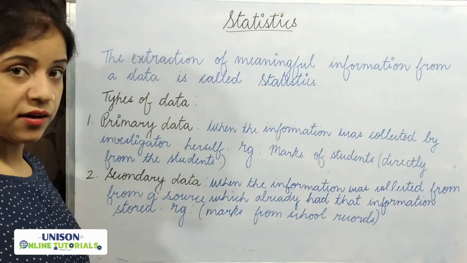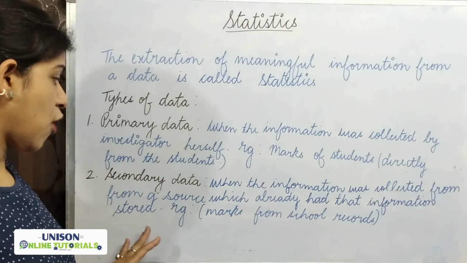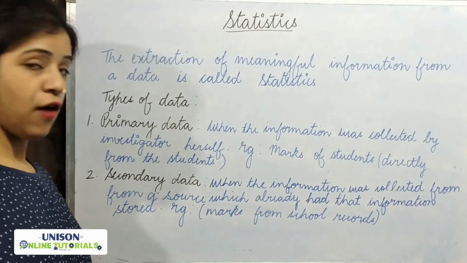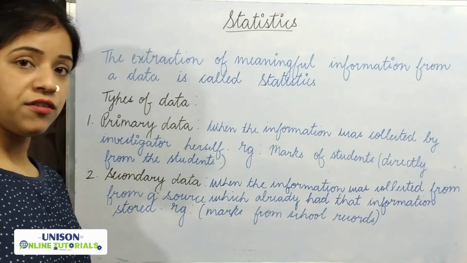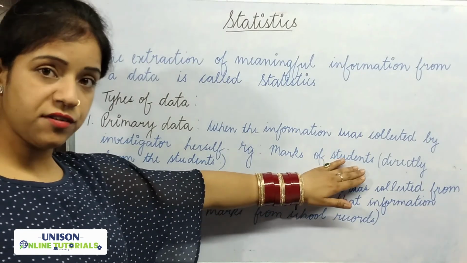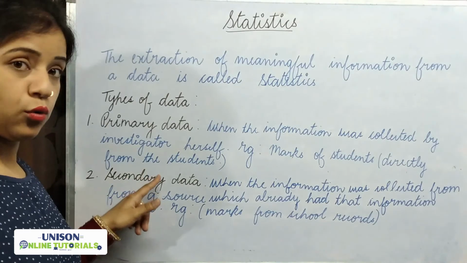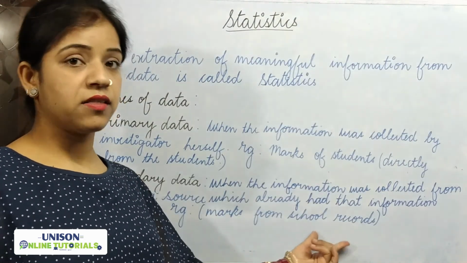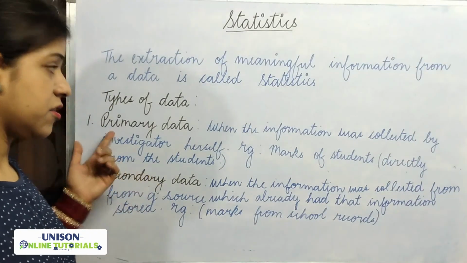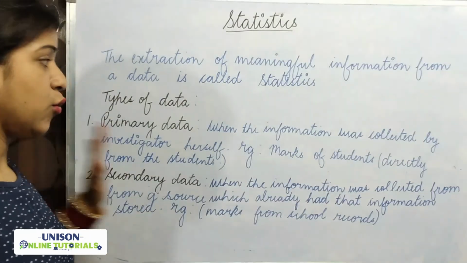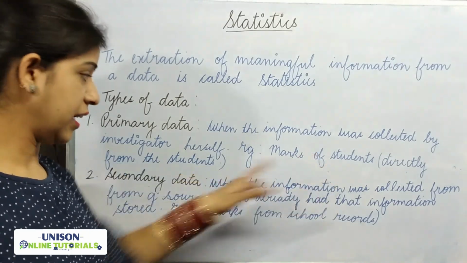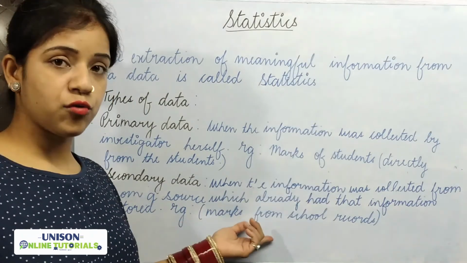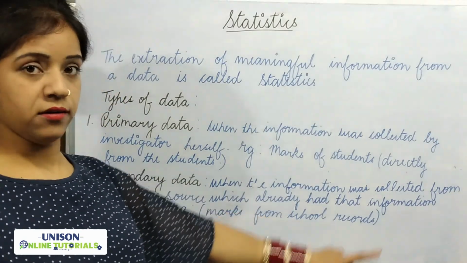Second one, secondary data, is when the information was collected from a source which already had that information stored. For example, instead of collecting the marks of students directly from the students, you have collected the marks of students from the school records. Then it becomes secondary data. So this is the difference between primary and secondary data.